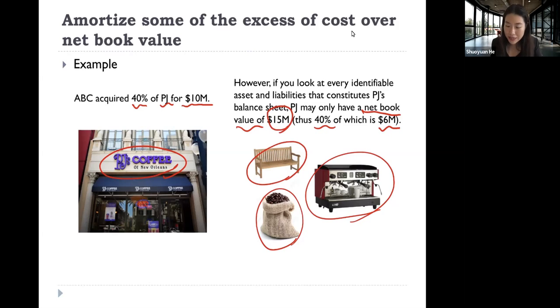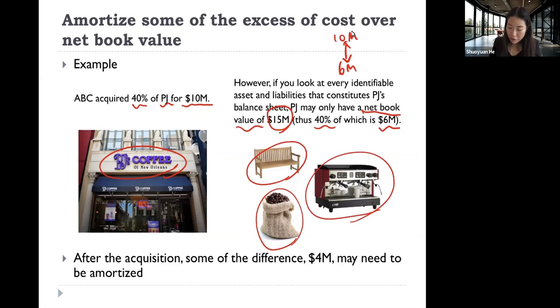So what is happening here is your purchase price is 10 million, but the net book value of the equity stock you purchased is only 6 million. And the difference between 10 million and 6 million, that is called excess payment. So the difference, the 4 million, that is the excess payment. And that 4 million needs to be amortized after acquisition.